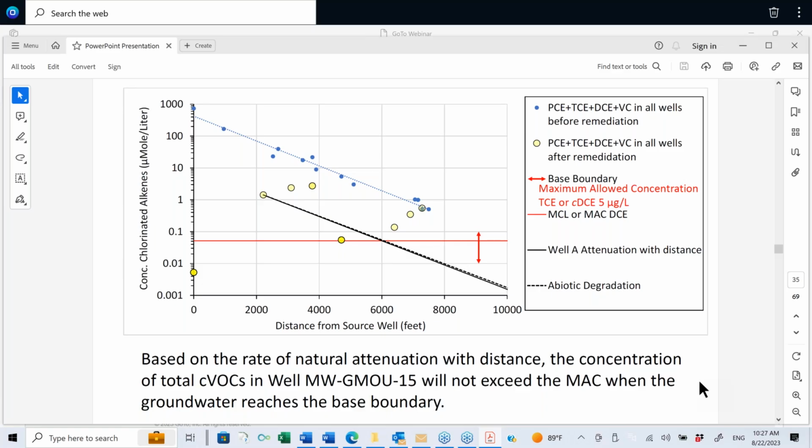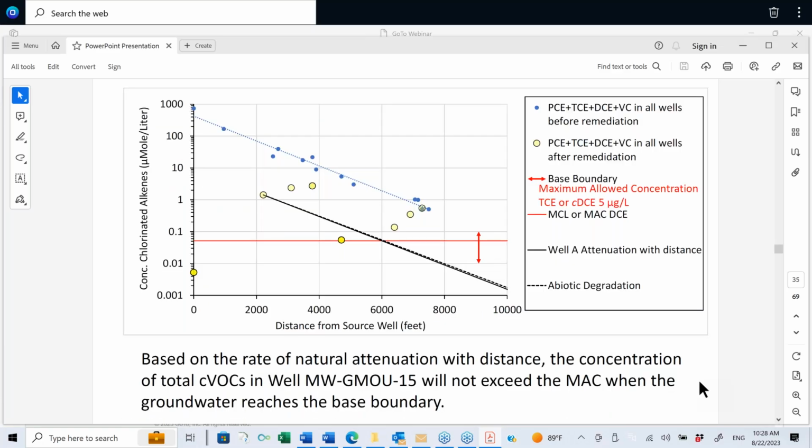In this case, it does. In fact, it projects the concentration to be about an order of magnitude below that required maximum allowed concentration at that point. So this shows that we can rely on these natural attenuation processes to finish the job and prevent contamination on site from migrating off site at unacceptable concentrations.